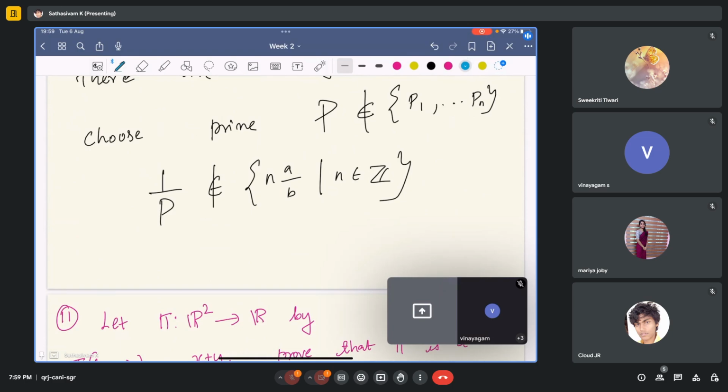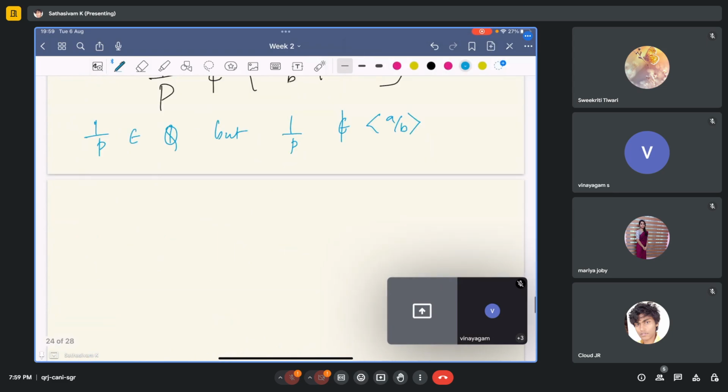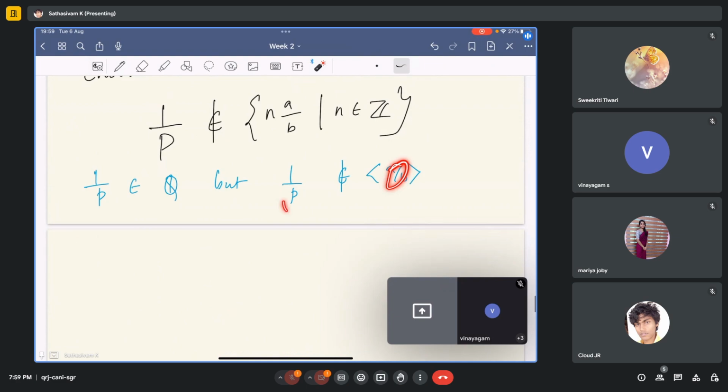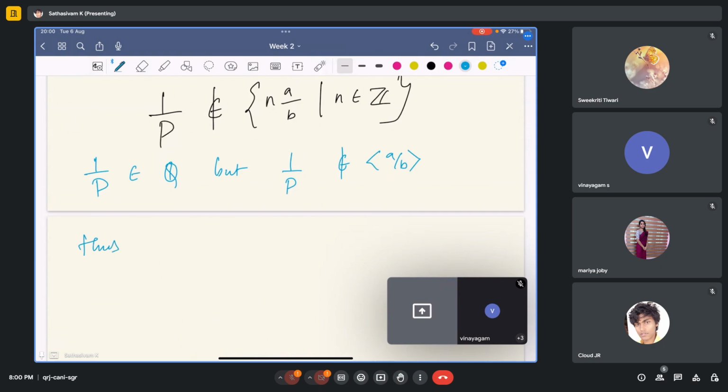So we have 1 by P belongs to Q, but 1 by P does not belong to the subgroup generated by a by b. Given any a by b, you can always choose this particular P. That P depends on a by b, of course, but you can always do it for any element a by b. So that tells you this Q is not cyclic.